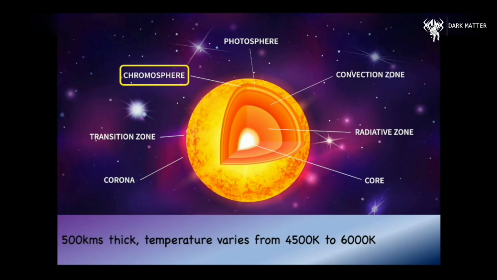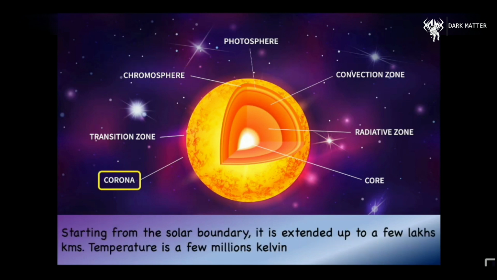Now the last part, the corona, starts from the solar boundary, where the solar surface ends. From there the corona starts and extends for a few lakh kilometers, and the temperature there can be up to a few million kelvins. So the corona is the hottest part of the sun.